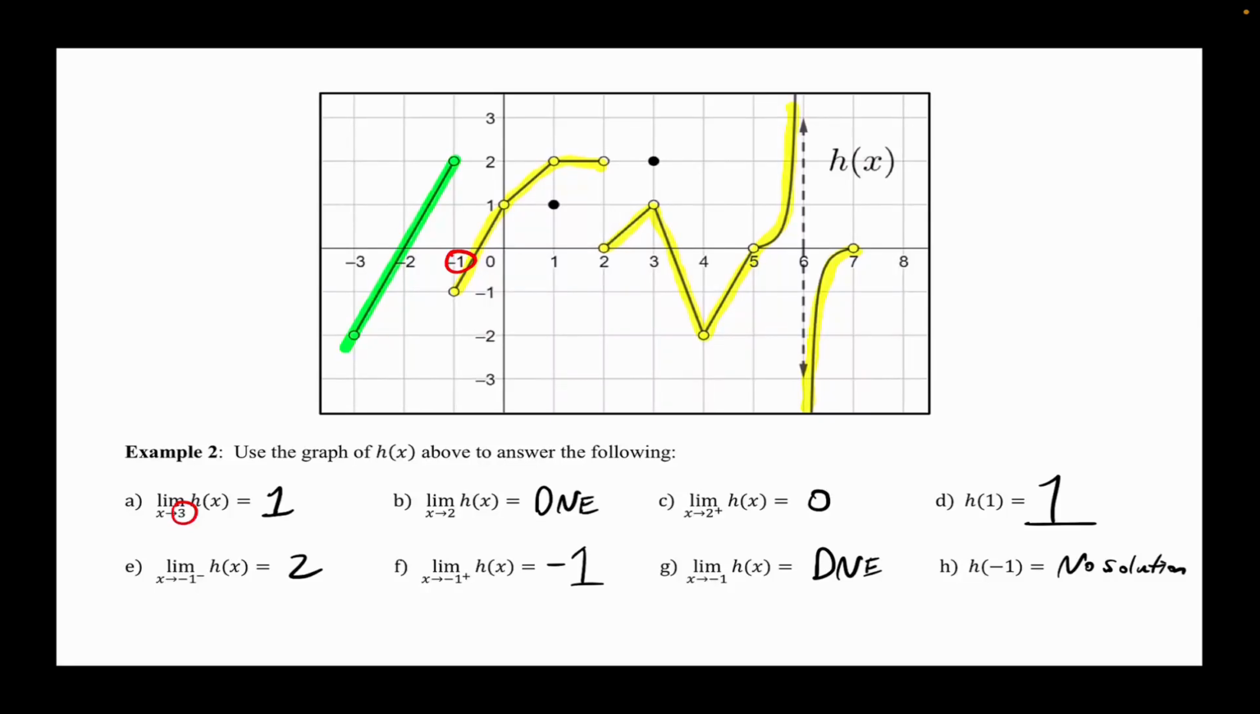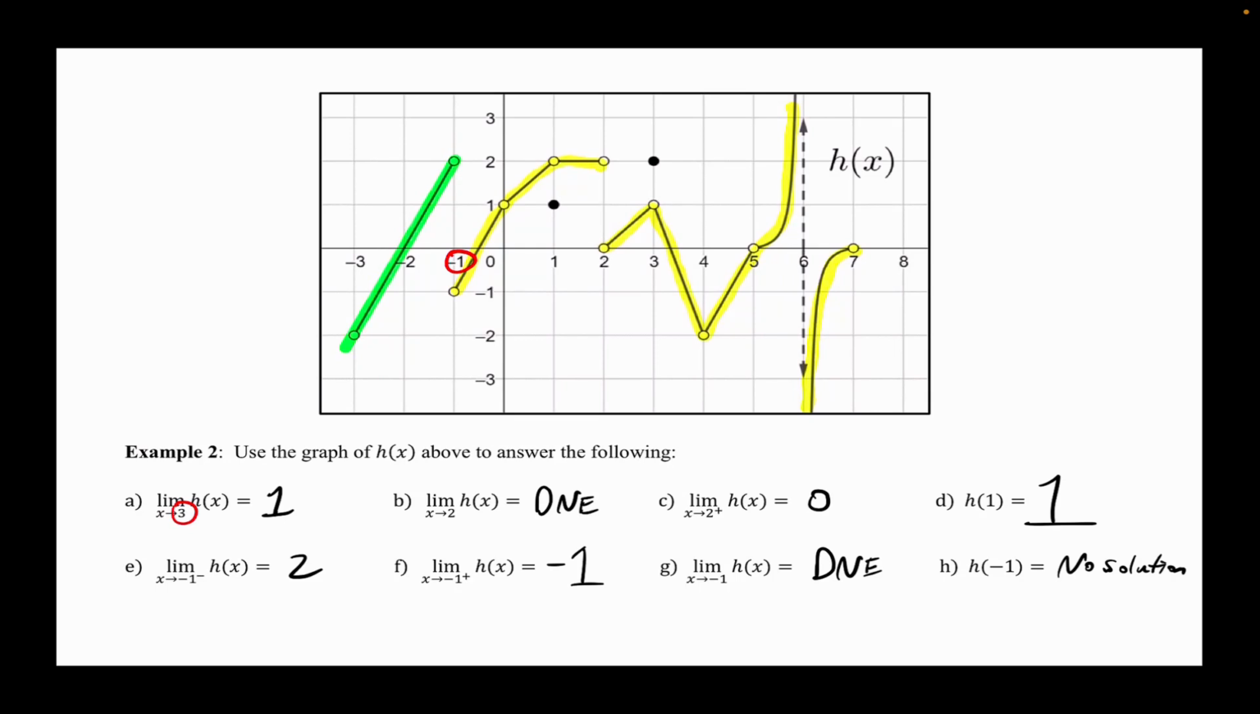Where else? Where else would there be no solution? 6. Yeah, x equals 6. Look at x equals 6. It's what we call an asymptote. Asymptote means there's no answers anywhere when x equals 6.